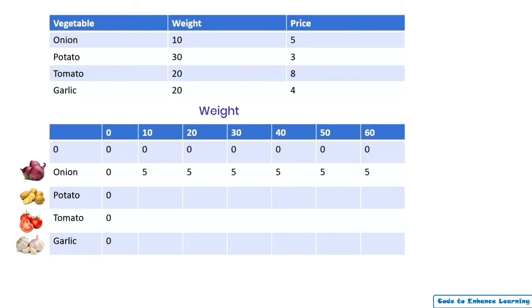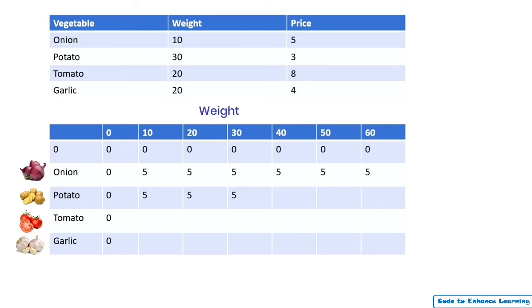In the third row, we have the potato with a weight of 30 kg. The second and third column has a capacity of less than 30 kg. So I take the values from the cell directly above. At 30 kg, I check the value above my current cell. It is 5. If I choose to add the potato, I make 3 rupees and I don't have any place left in the truck. Between 3 and 5, 5 is the greater value. So I put 5 in the cell.